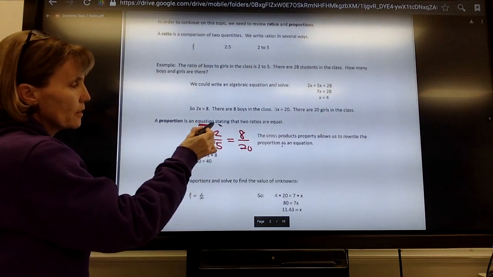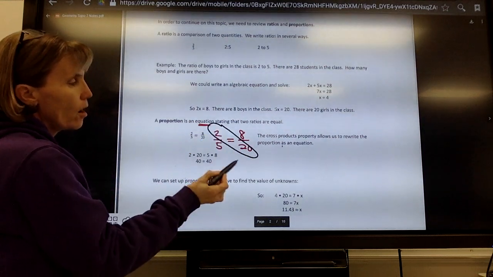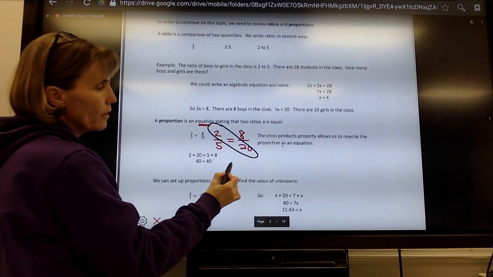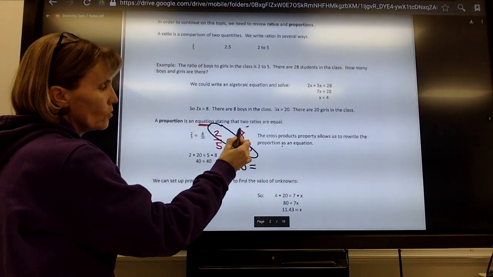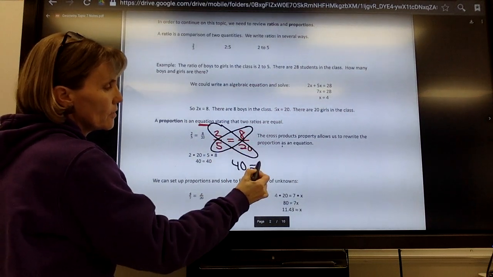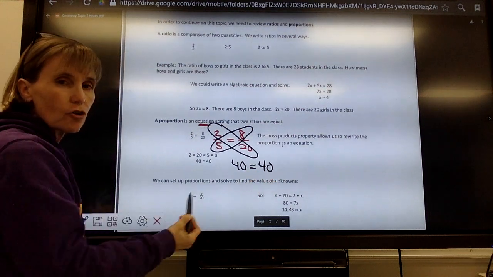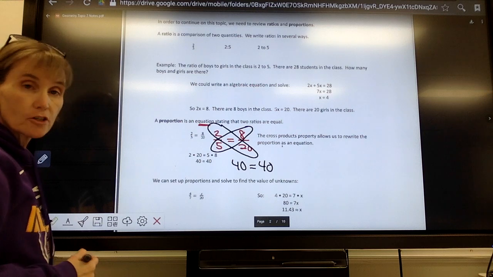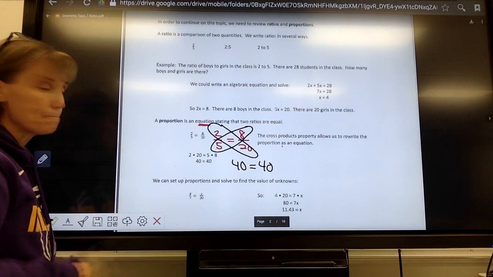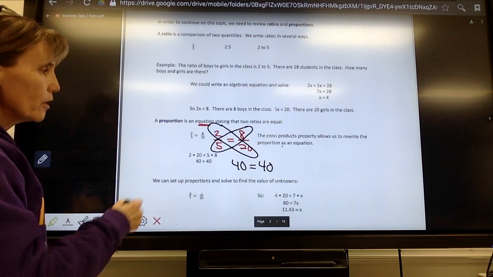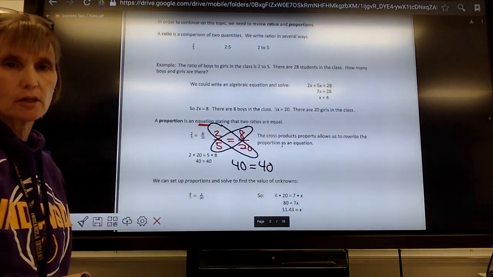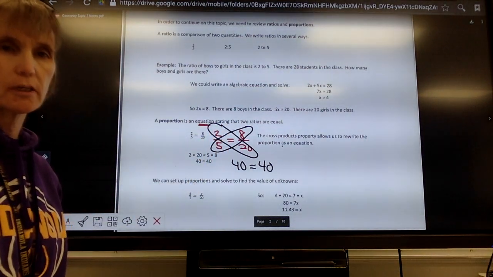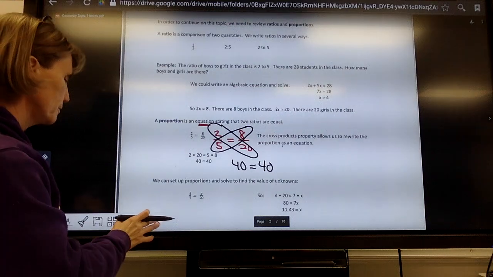We would say yes, because their cross products are equal to each other. 2 times 20 is 40, and that equals this product. 5 times 8 is 40. Because their cross products are equal, we say that those two fractions are equivalent. Okay? So we can use that idea of cross products to solve different proportions and find missing values.